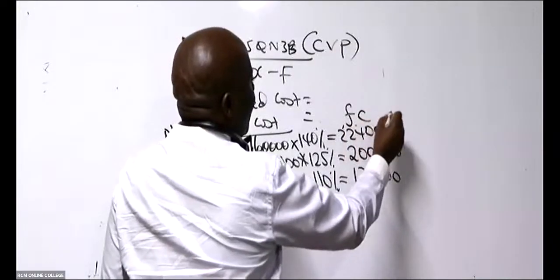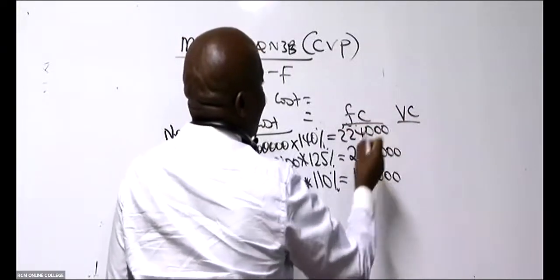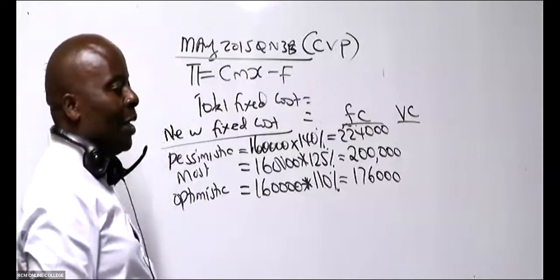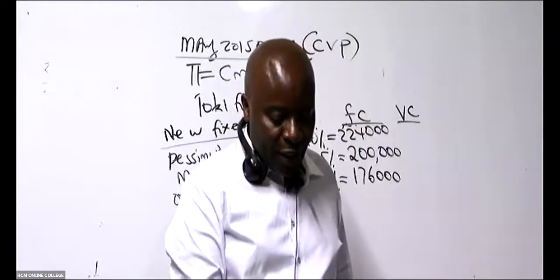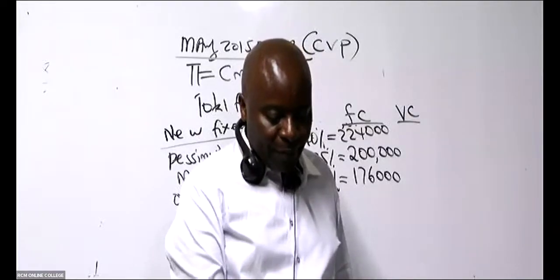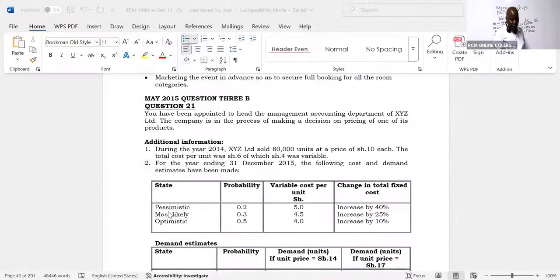Within these three states, we should have a column for variable costs. The examiner was very gracious and gave us the figures under each estimate. Variable cost for pessimistic is 5, then 4.5, and then 4. Great, we are making serious progress. Then you can see the demand estimates.